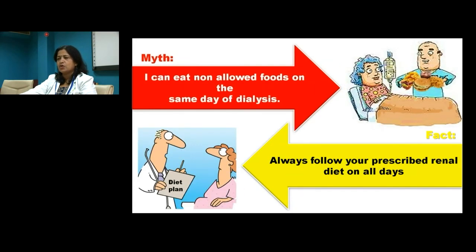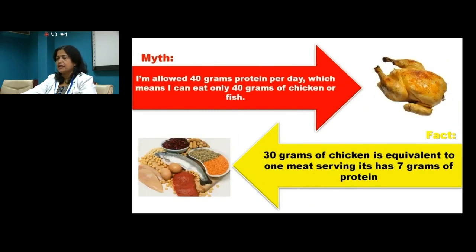Another myth: I can eat not-allowed food on the same day as dialysis. Always follow your prescribed renal diet on all days. Try to meet your registered dietitian for any changes or anything you want to eat. Another myth: I'm allowed 40 grams of protein per day, which means I can eat only 40 grams of chicken or fish. 30 grams of chicken is equivalent to one meal serving and has 7 grams of protein. 40 grams of protein is the overall per day protein requirement, which will be calculated by the dietitian.